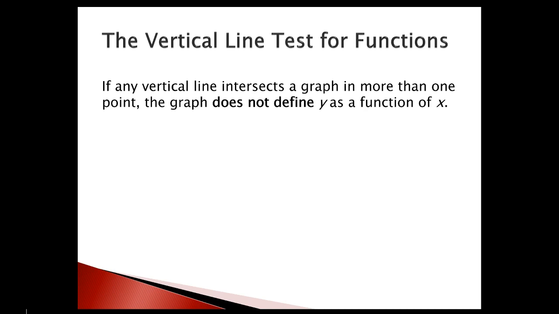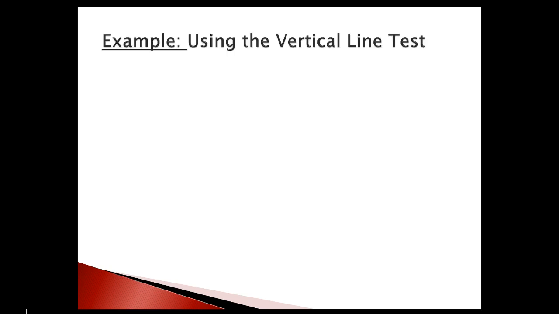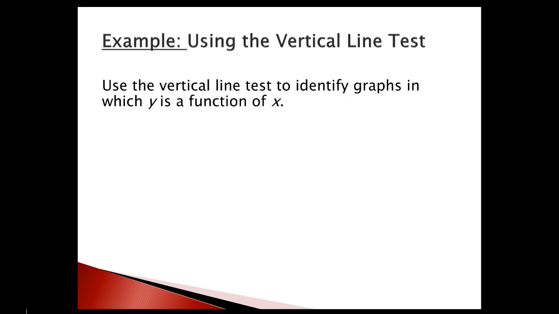Now we are going to see the vertical line test for functions. In mathematics, the vertical line test is a visual way to determine if a curve is a graph of a function or not. We know that a function can only have one output y for each unique input x. Let's see one example. Here we are going to use the vertical line test to identify graphs in which y is a function of x.